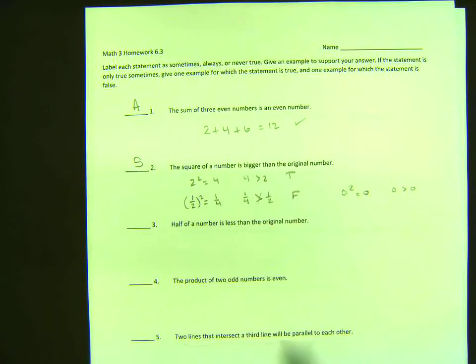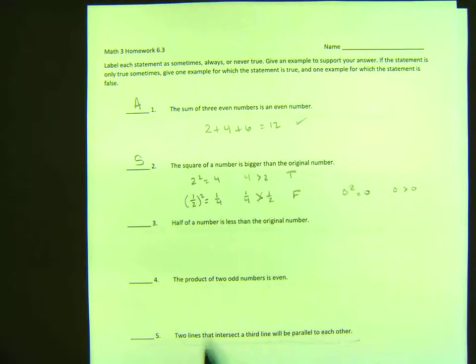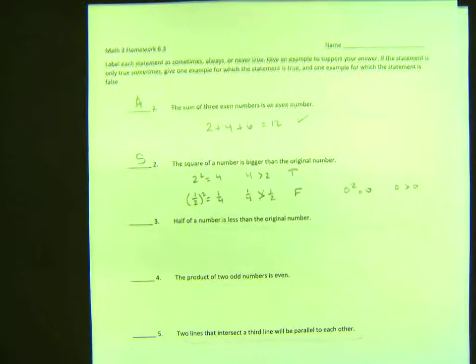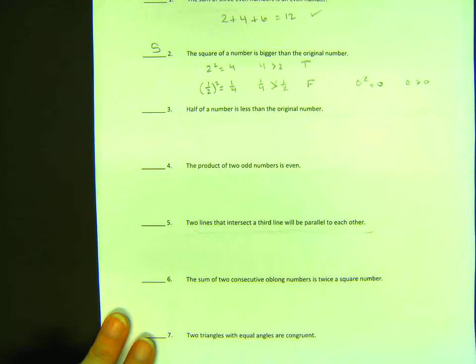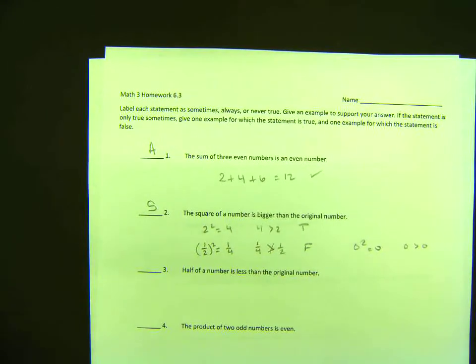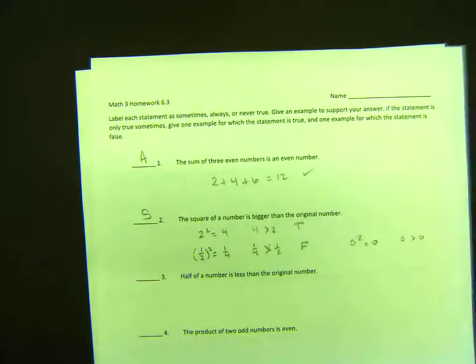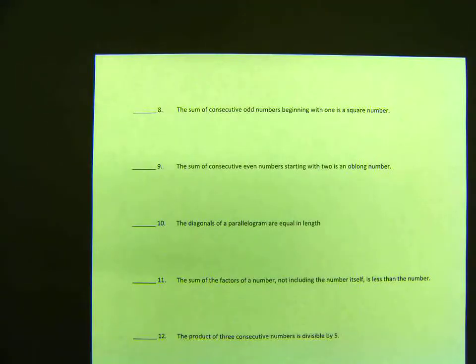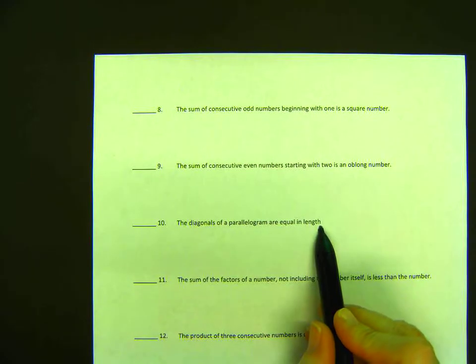It's nice because it reviews some geometry content. 2 lines that intersect a third line will be parallel to each other. 2 triangles with equal angles are congruent. And so if this worksheet doesn't fit in during this time before final review, this would be a nice one for us to bring back in time for SBAC review, because we can bring up a lot of old facts that they've learned and review those and just be able to discuss those, bring those back to mind. Things like the diagonals of a parallelogram are equal in length. Lots of things like that we can bring back with this.